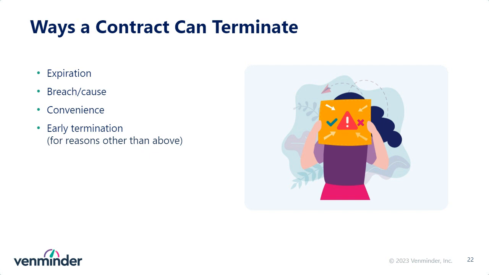Maybe you have an early termination right that may not be one of the reasons above. There could be reasons for budgetary reasons, funding reasons, merger acquisition reasons, whatever reasons there may be. You may have some early termination rights that would typically come along with some penalties, but those rights could be listed in the contract as well.